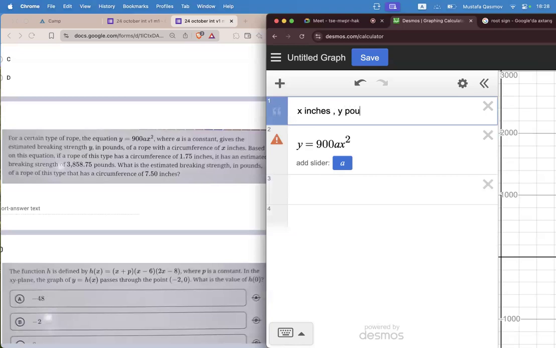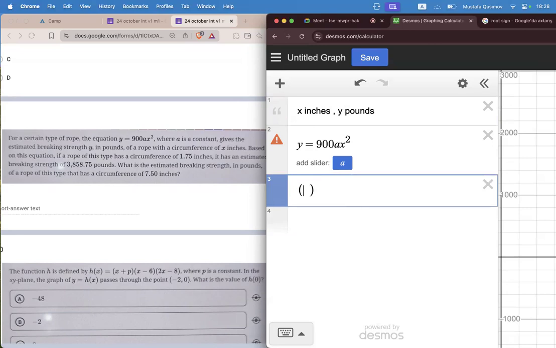Okay, it means that x is represented by inch. I mean, if you have inch like this, it means that it is x. And if you have pound like that for this inch, it means that it is y. Then let's use this point and let's find the value of a.